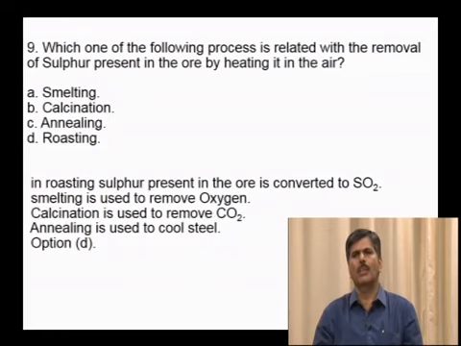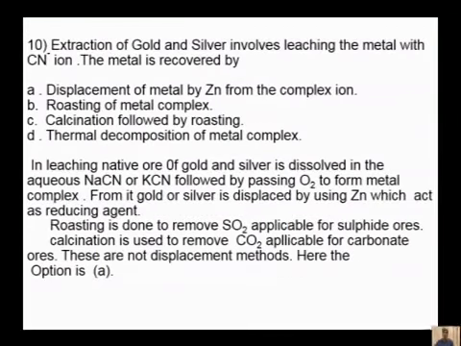So see the question. Which one of the following processes is related with the removal of sulfur present in the ore by heating it in the air? So that means sulfide ore is concentrated by which method? So the method used here is roasting. So the explanation is given and the correct option is D. So in roasting, sulfur present in the ore is converted to sulfur dioxide, hence option D is correct. Now let us see the next question.